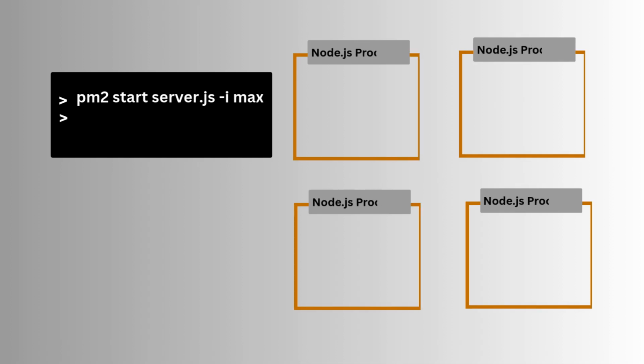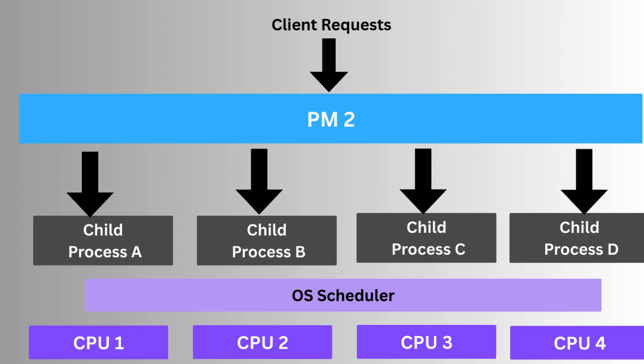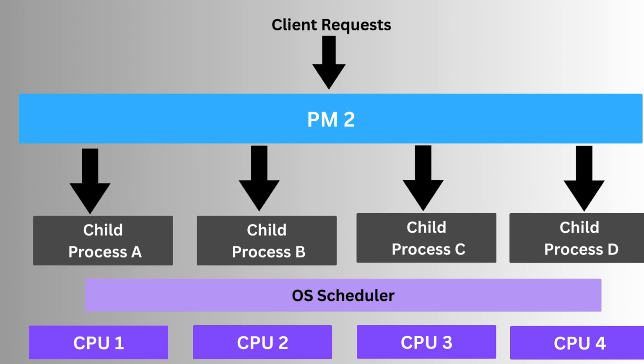When you run pm2 start server.js -i max, PM2 starts multiple Node.js processes. In cluster mode, it uses Node's cluster module internally. A primary process supervises child processes, while child processes handle HTTP traffic. On a 4-core machine, PM2 can run 4 application processes in parallel.